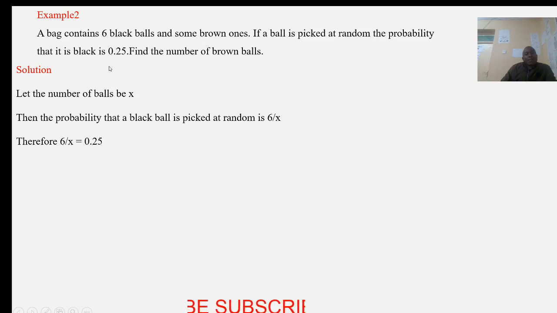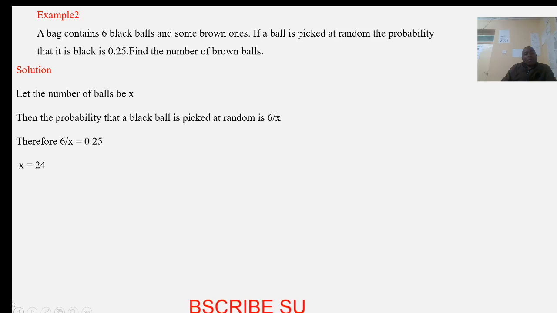6 over x is the same as 0.25, because we are told the probability that it is black is 0.25. So 6 out of x equals 0.25, and therefore x is 6 divided by 0.25, which gives you 24. So the number of balls was 24.